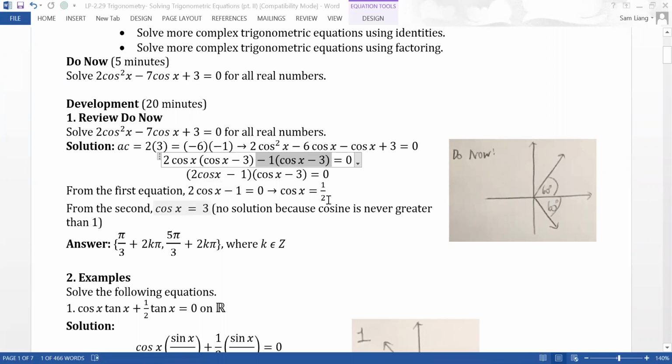Okay, so that gives us our final answer. We'll have pi over 3, which is 60 degrees, plus 2k pi, right? Because we're solving for all real numbers. And then the other answer is going to be 5 pi over 3 plus 2k pi, where k is an element of the integers.